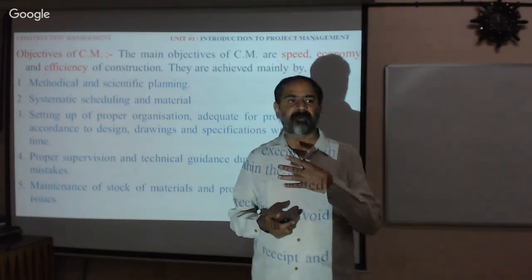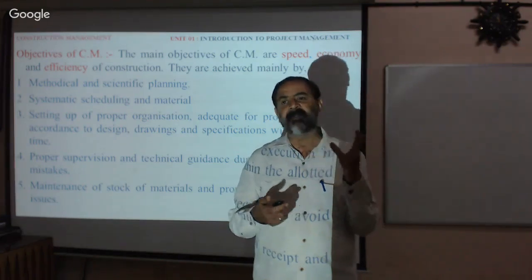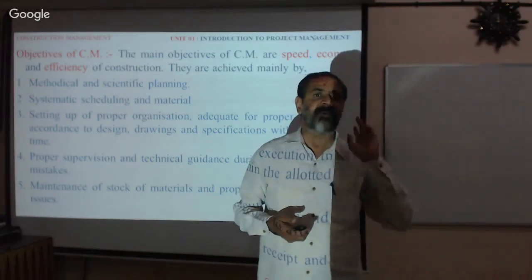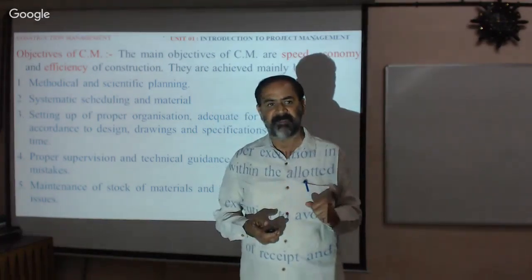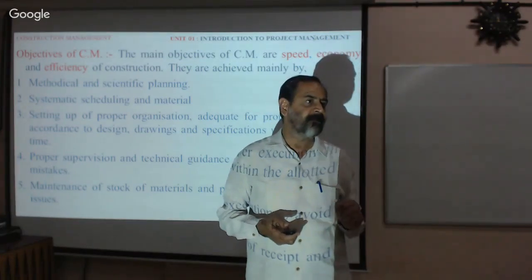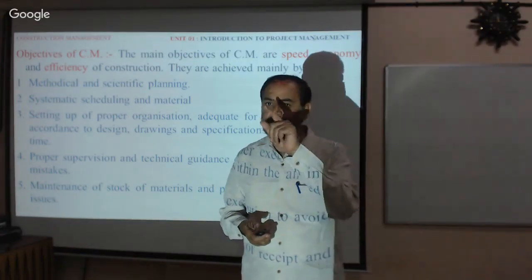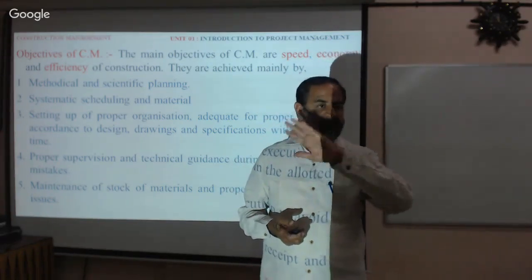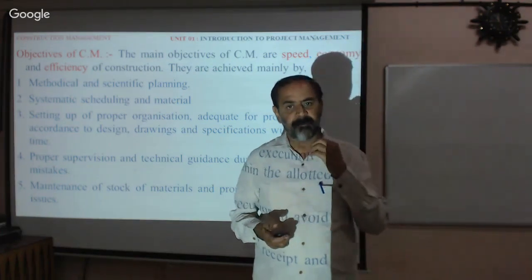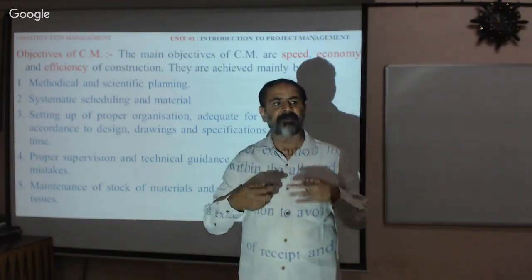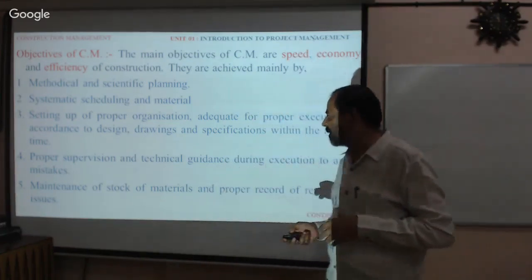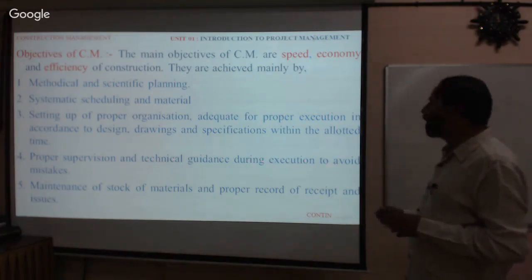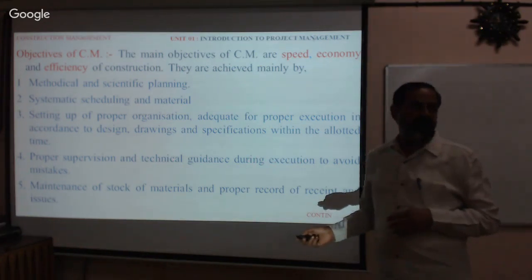The mason or the helper may make mistakes, but for that mistake, we are responsible. The mason is not responsible. Engineers are responsible, supervisors are responsible. Unnecessarily, we are not supposed to scold them. At the site, we are not supposed to punish them. Therefore, keep watching continuously and keep guiding them. Then we'll get the best product. Proper supervision and technical guidance during execution to avoid mistakes. The mistakes should be avoided.